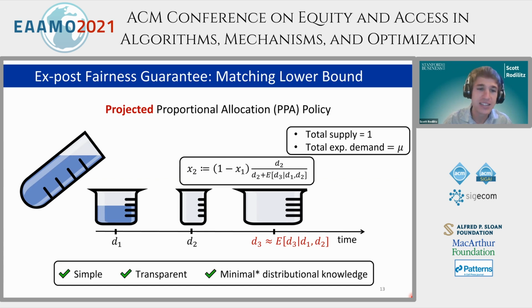Instead, I'm just going to highlight that this policy, as I've mentioned, is simple. It's transparent. It's pretty clear what's going on. It's easy to communicate to stakeholders. And it also requires fairly minimal distributional knowledge about this joint distribution. All we need to know are conditional first moments of each agent's demand.